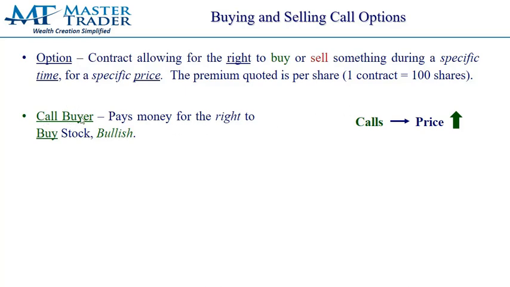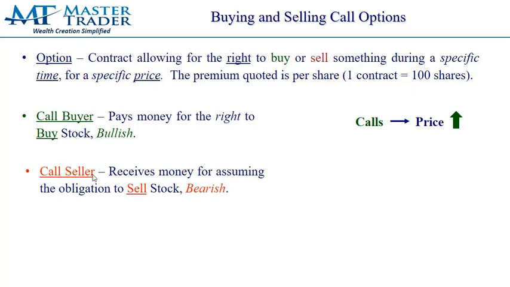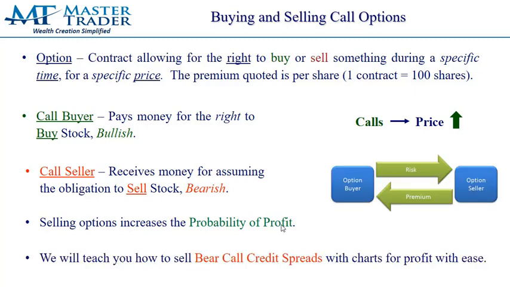A call buyer pays money for the right to buy stock. They're bullish. They expect the underlying stock to move up. A call seller takes the opposite side of the call buyer's bet, receives that premium, and assumes an obligation to sell the stock at the agreed upon price on or before expiration, and that's taking a bearish position of the stock. Selling options, though, increases the probability of profit, which we're going to keep drilling into you, that concept.